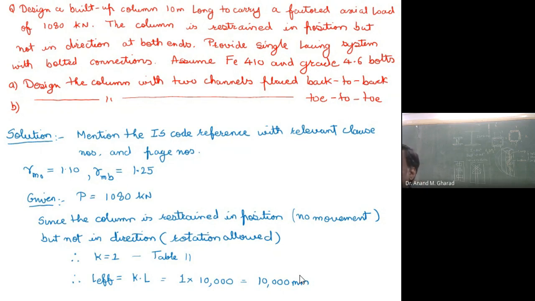Then you calculate the effective length. Okay? Effective length calculation is to be carried out. Effective length will be K times L. So over here K value came out to be 1, and therefore the effective length will be whatever is the value of L, 10,000 mm. ठीक है, शैल वी प्रोसीड? यस, ऑल ऑफ यू.